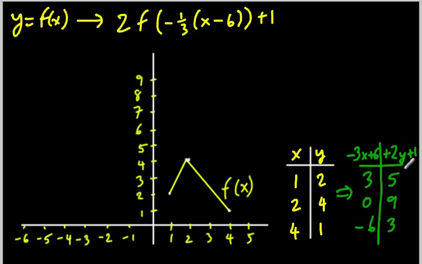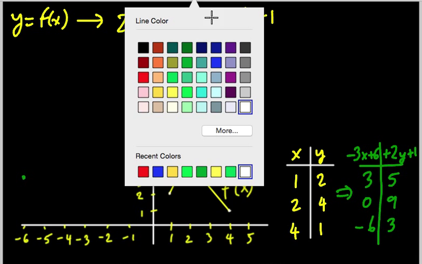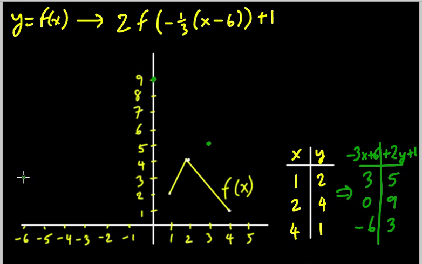So let's plot these points. Our first point is 3, 5. So that would be right here. Our second point is 0, 9. So here's 0, 9. That's right there. And our final point is negative 6, 3. So negative 6, and I would say 3 is somewhere about here. Negative 6, 3. And now let's just connect the dots. Let's do that there. Okay. So let's connect this with that right there, and connect that with right there.